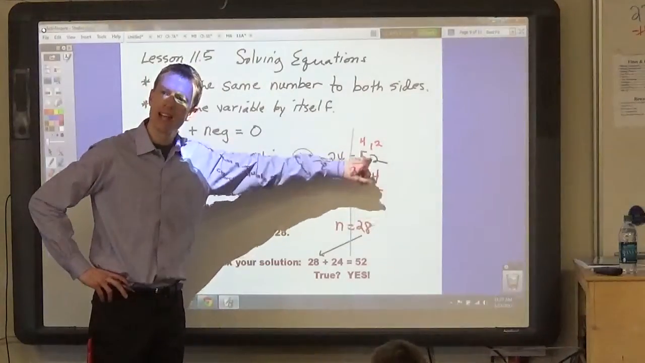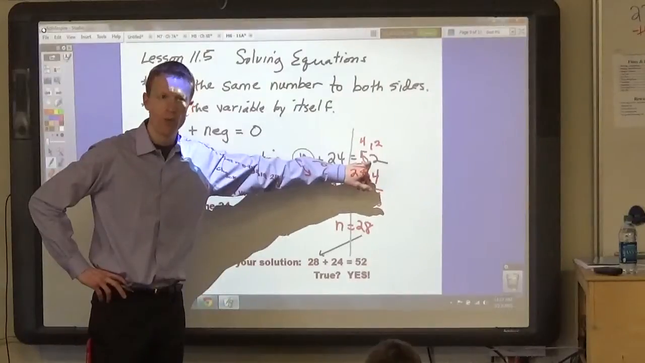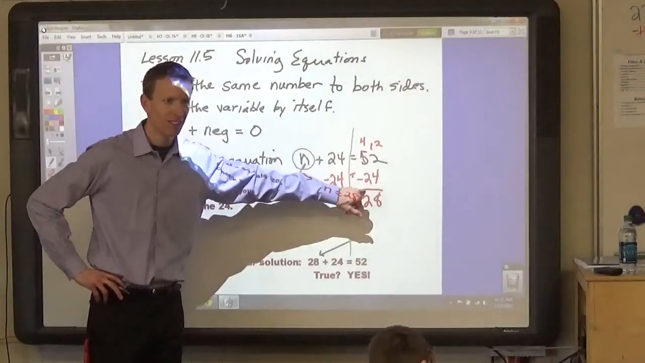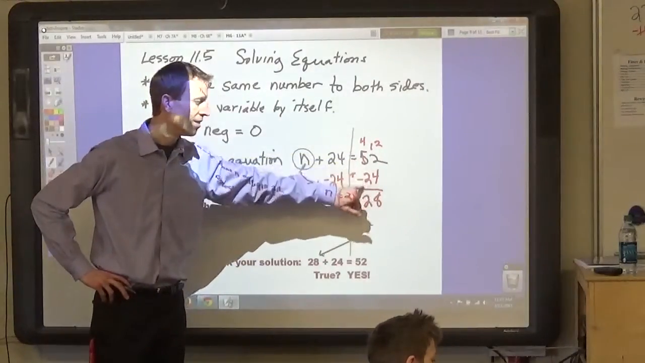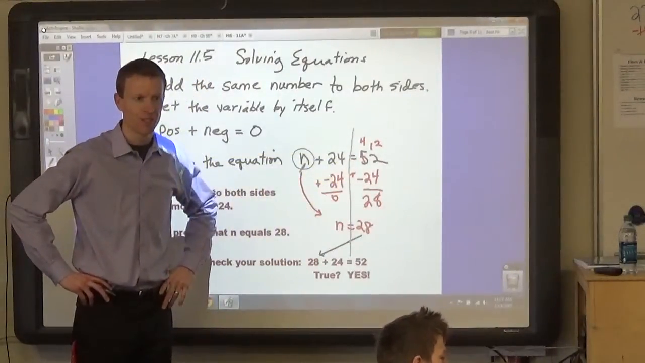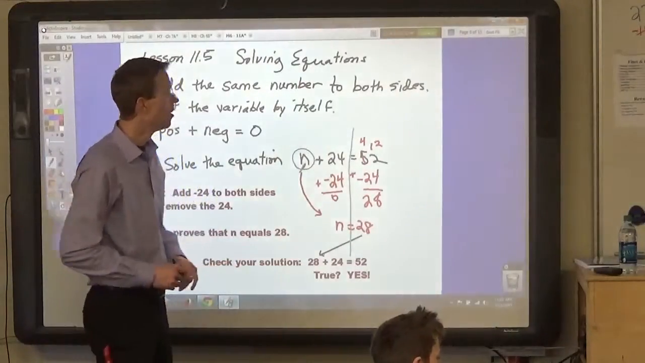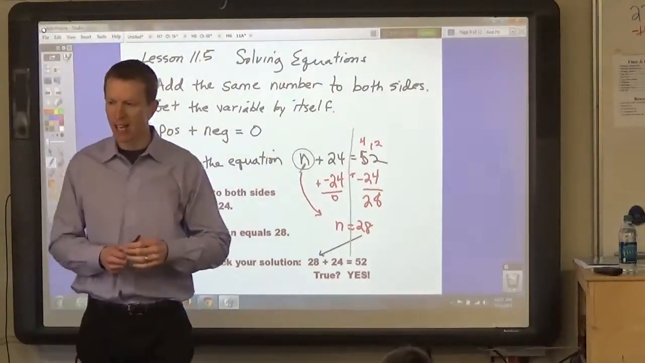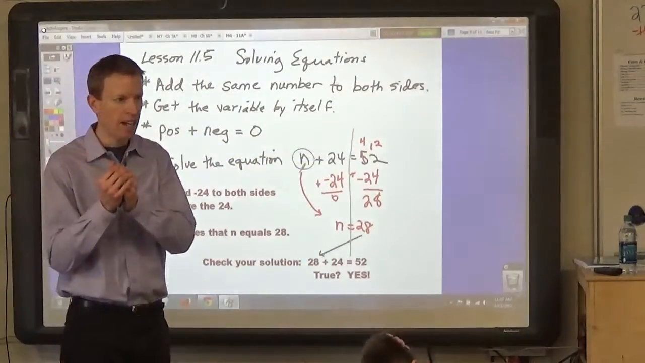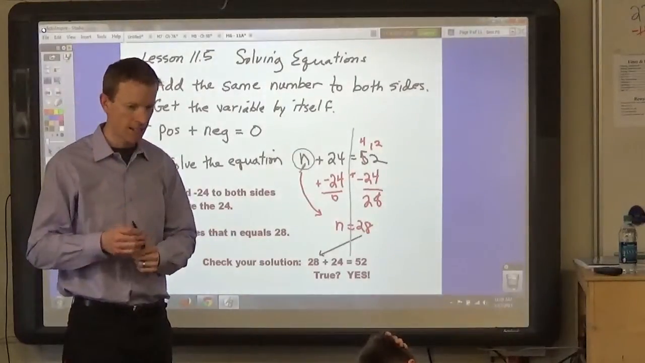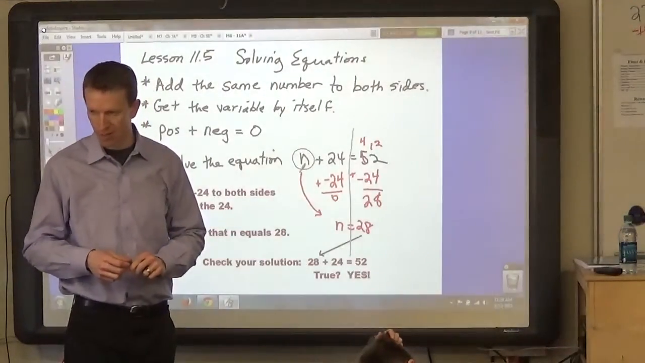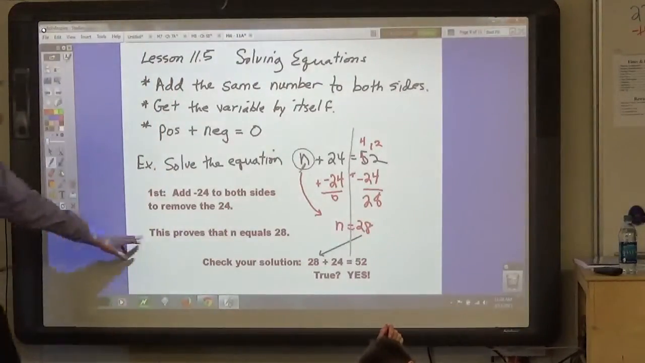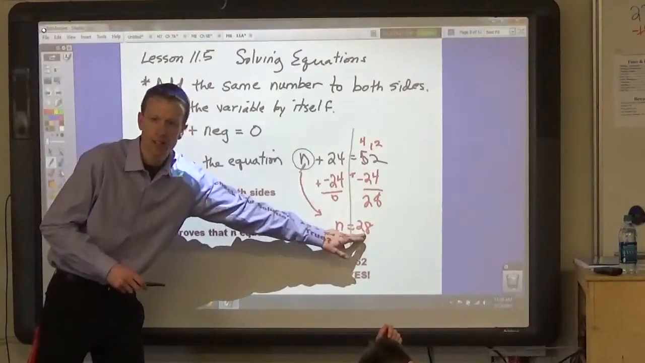If they were both negative, what would we do? Add. We would add them. If they were both positive, what would we do? Add. No, then we would subtract. So, remember, when adding positive and negative, if they're both negative, you are adding. If one is negative and one is positive, then you're subtracting, okay? And finding the difference. Now, this proves that n equals 28, right?